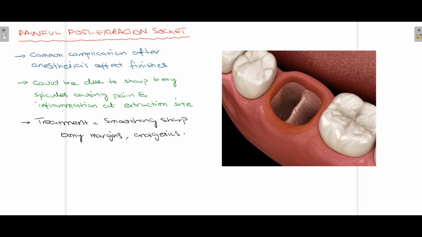But if some sharp bony spicule is present over here, we have to smoothen the sharp bony margins in order to relieve the pain of the patient and the cause, and we prescribe analgesics to relieve the pain of the patient. So this is how we diagnose painful post extraction socket and manage it as a post operative complication.